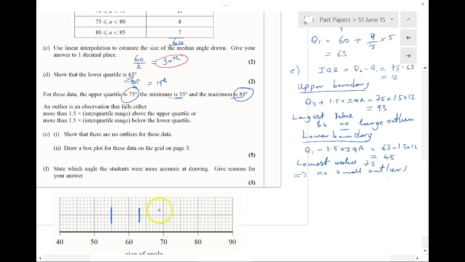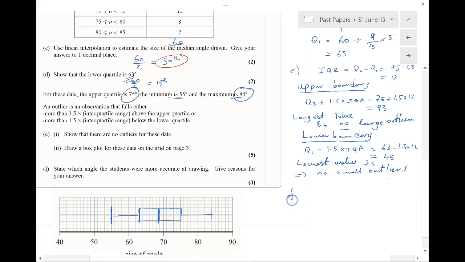And the median is 68.5. Now I do use a ruler here. It's a bit difficult for me to do it here, but I'm doing it for speed, but you should use a ruler. And then the upper quartile is 75. So my box is there. And then the largest value is 84. So there's my box plot.